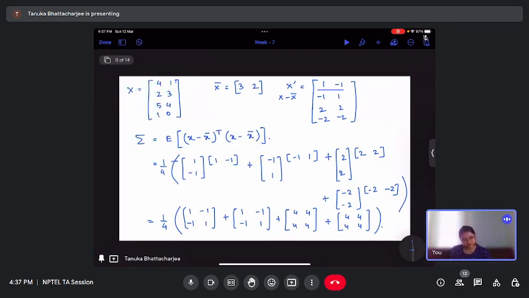So I'll write it here for now. That will be equal to 1 by 4 of the last matrix, considering 4, minus 4, minus 4, 4. No, it's minus 2 minus. Sorry. Yeah, I got it.